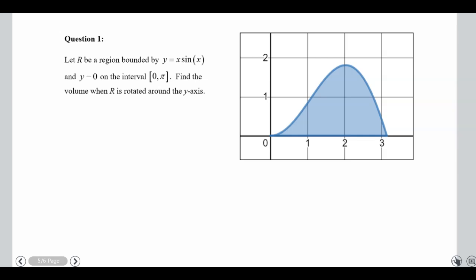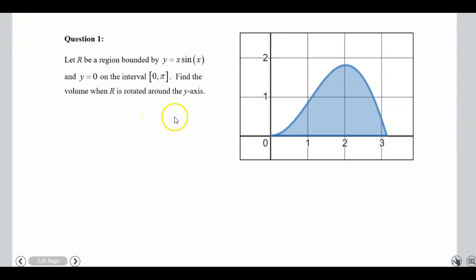Hey everyone, in this video I just want to do a couple quick examples of using shells to compute volumes of revolution. So here we have a region which is given by y equals x sine x and y equals 0. Those are the boundaries, the shaded region right there in between, and we are on the interval 0 to pi. So just from 0 out here to pi. And we want to find the volume when R is rotated around the y-axis.